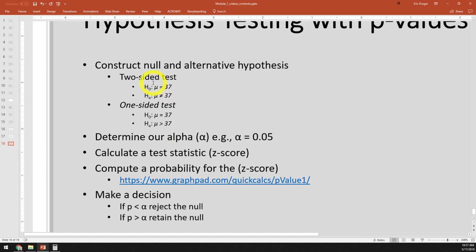So if we look at the two different types of hypotheses that we form, in a two-sided test, you basically say the null hypothesis is equal to a specific value, and the alternative hypothesis is equal to any value but that specific value.